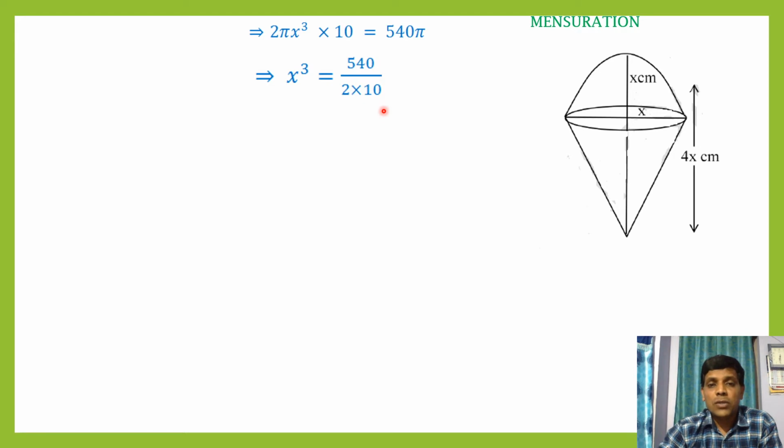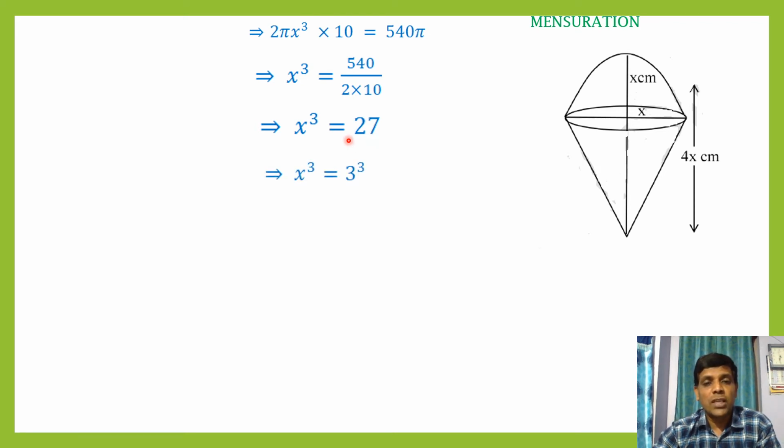Okay. Now 0 and 0 cancel. 2 ones are 2, 2 sevens are 14, so what is the value of x cube? x cube equals 27. Now 27 is written as 3 whole cube. Next step, x cube is equal to 3 cube.